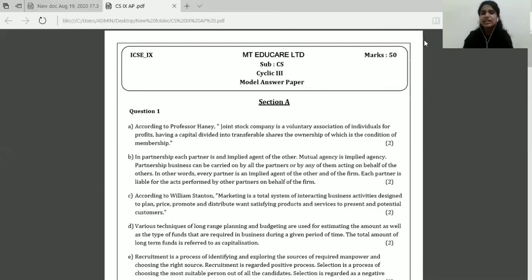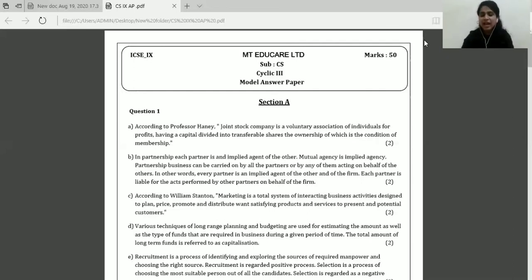If you've nicely explained and you've written all the points that are supposed to be there, then you've earned your 2 marks. The next question is, what do you mean by recruitment and selection? Now, students, these are two different things, okay? And this is something you don't have to define, but you can use your own words. You can write the answer in your own words. So you can even take the meaning or the textual words. So for example, here, recruitment is the process of identifying and exploring the sources of required manpower and choosing the right source. So that's the meaning that you have.